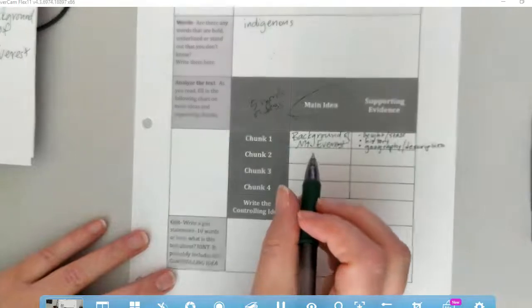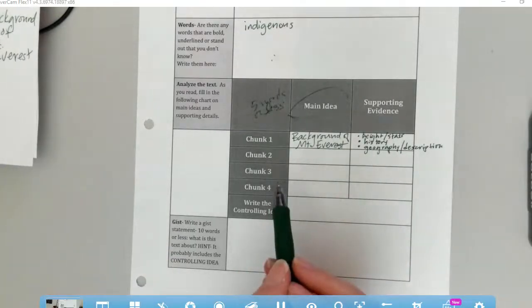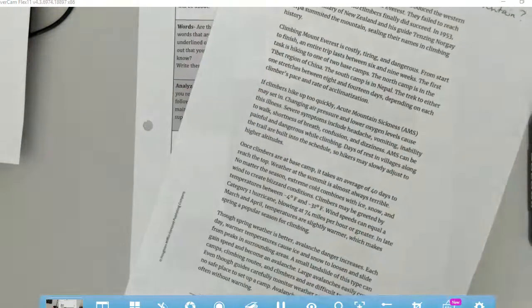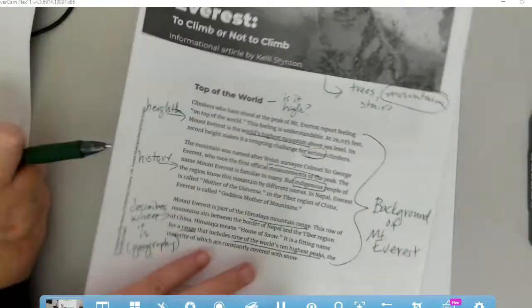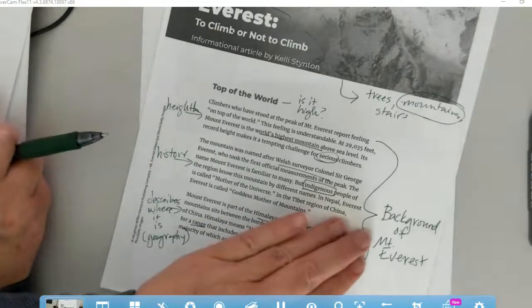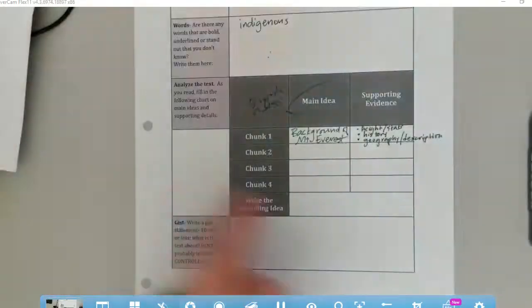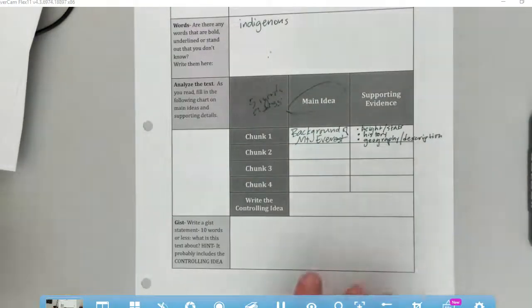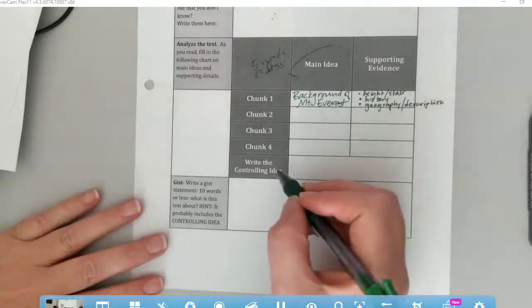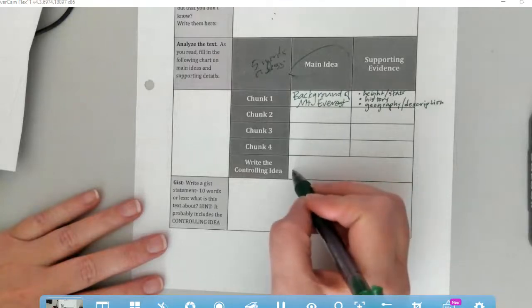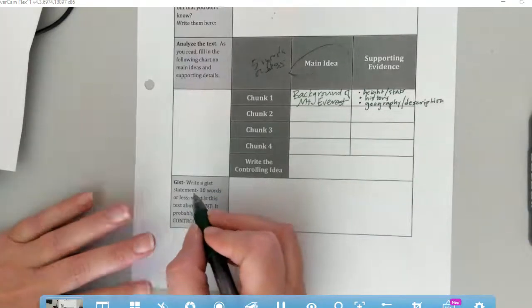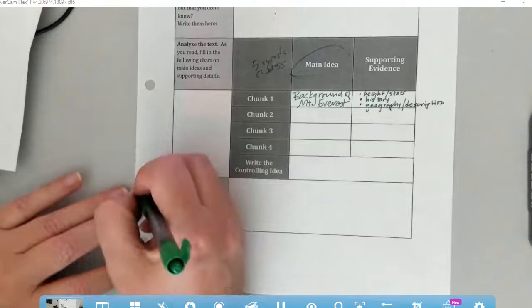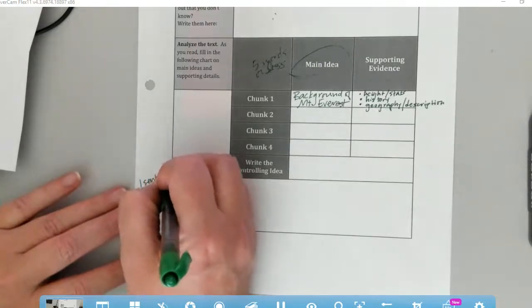So that's main idea 1. You're going to do that for chunks 2, 3, and 4. So each of these big subtitled parts is a chunk. Now you might have to chunk within those chunks. So just like I did here, I had to think about each paragraph and then come up with a main idea blurb. You're going to do that for the other 3 chunks. And then, what is the controlling idea of this whole thing? What is the main topic? And then this gist statement. We're going to write a gist statement. A gist is like a 1-sentence summary.